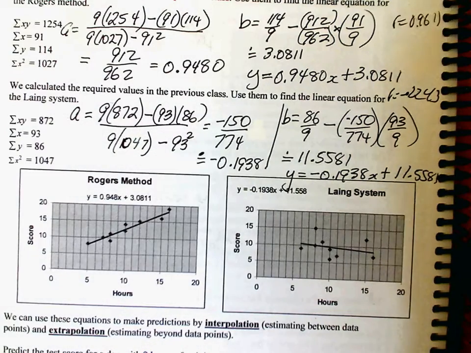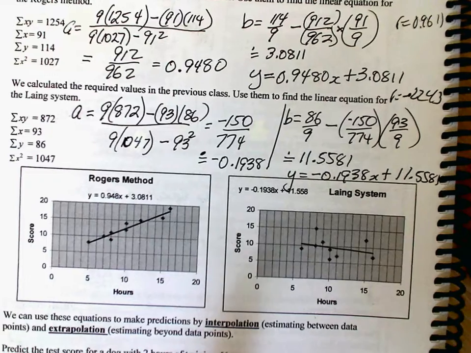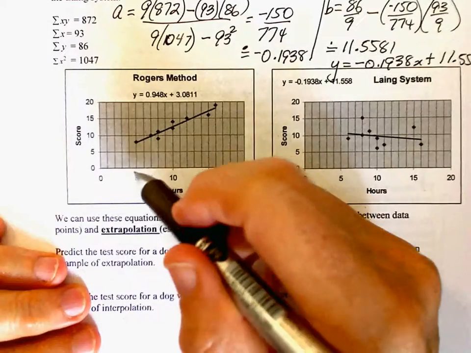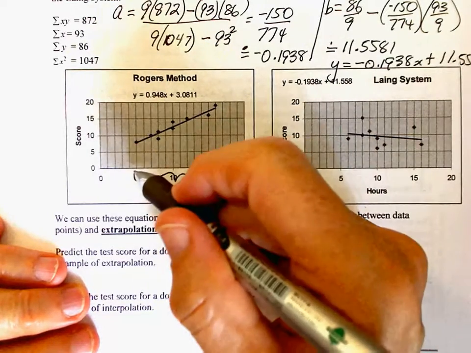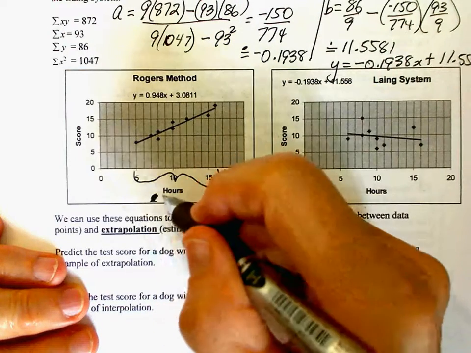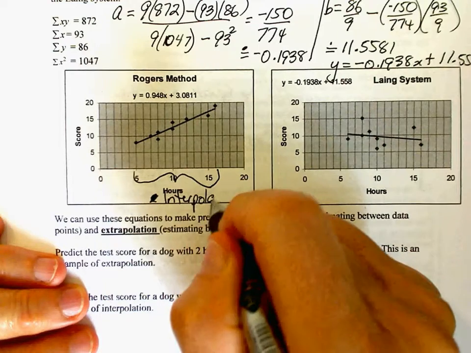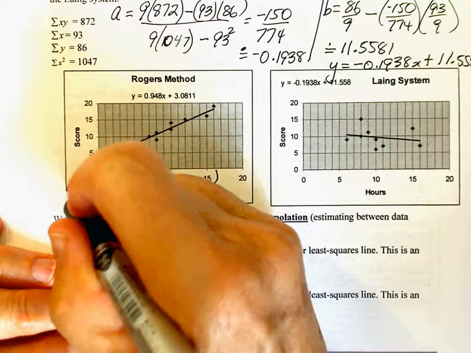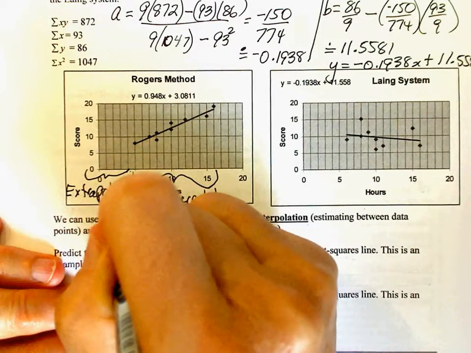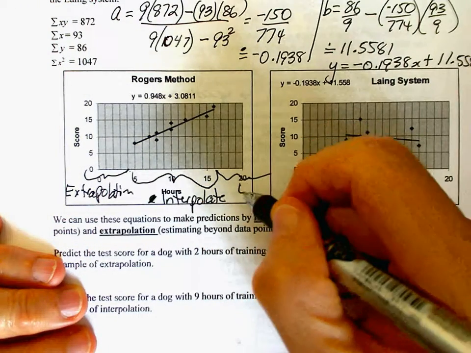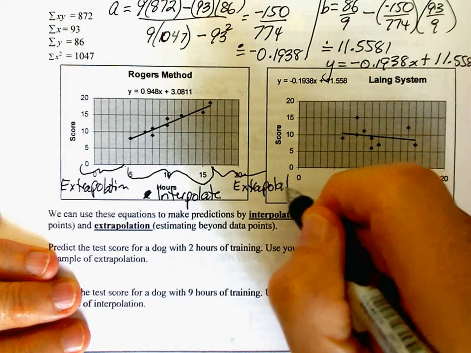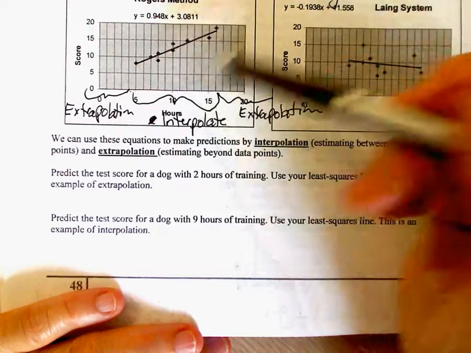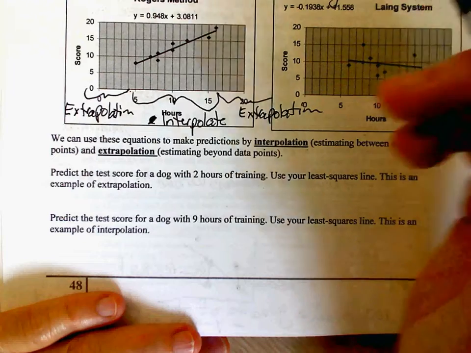Well, what do we do with these equations? Well, we can predict. We can interpolate or we can extrapolate. If we use x values between our data range, like x values from 5 to 16, this is when we interpolate. Now, when we go outside our data range, it's called extrapolation. Any value above 16 would be extrapolation. So, if I wanted an x value of 10, would that be extrapolation or interpolation? And if I do an x value of 2, that's extrapolation.